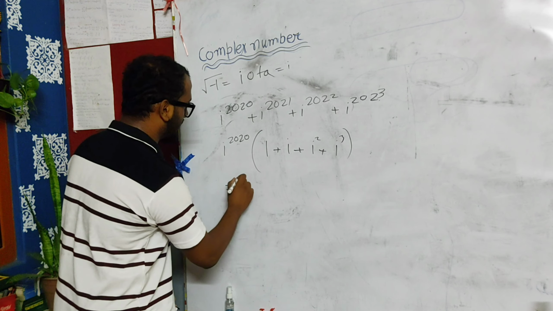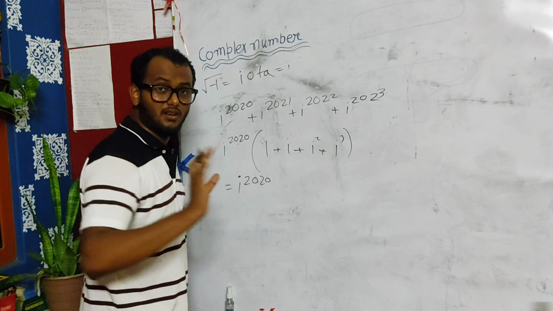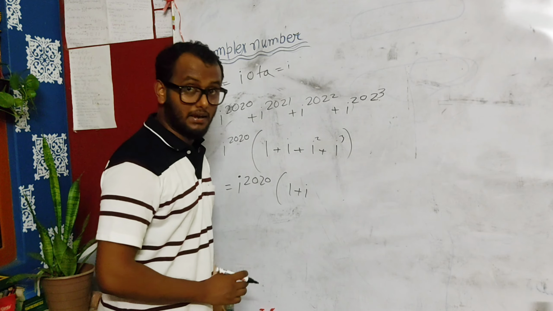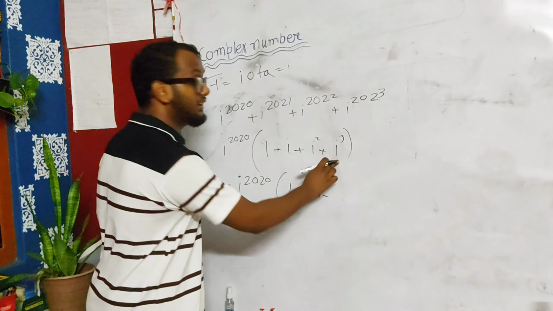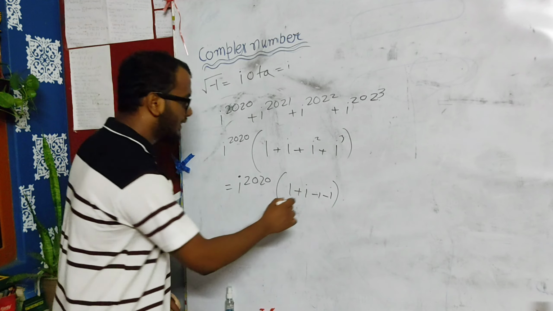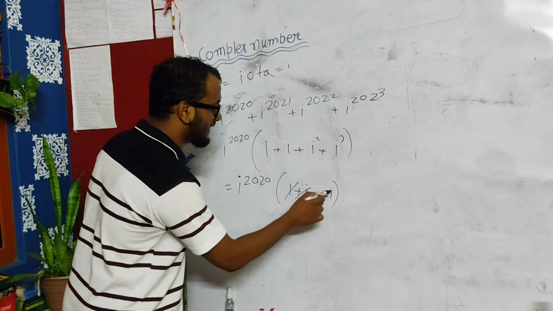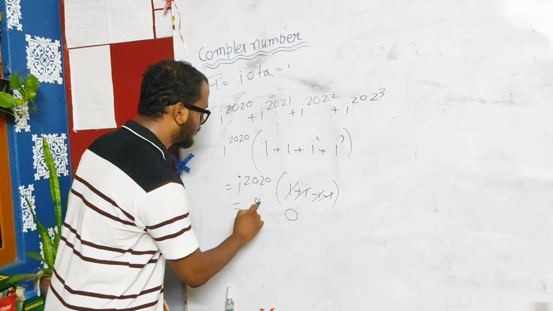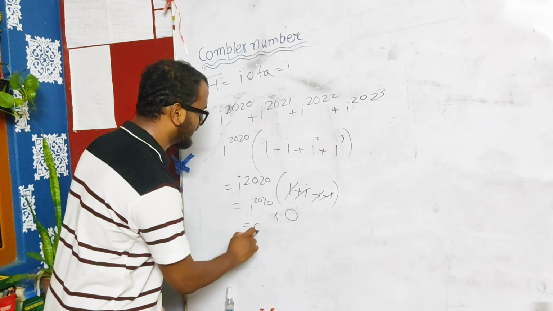Wait. Write this one: i to the power 2020 into 1 plus i plus i square plus i cube. Now, what is i square? Minus 1. What is i cube? Minus i. Now the next step, you see this one: 1 plus i minus 1 minus i. Everything got cut, so we are getting 0. i to the power 2020 into 0 is 0. Simple.